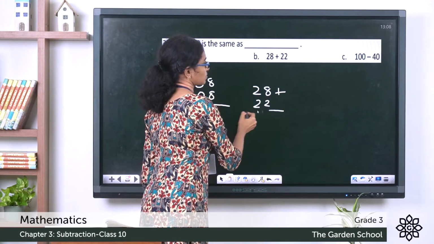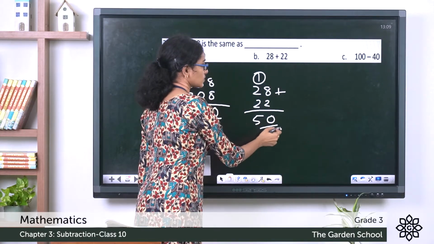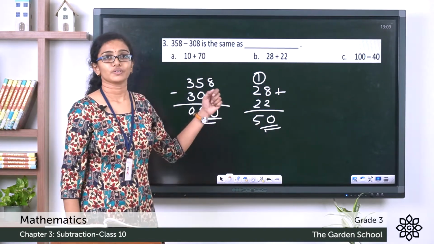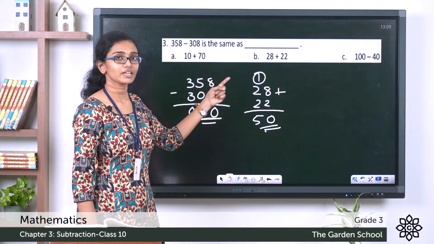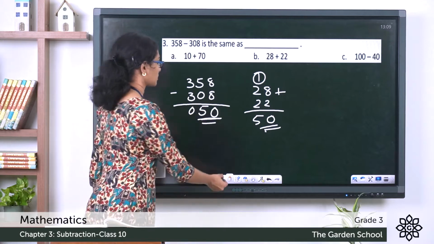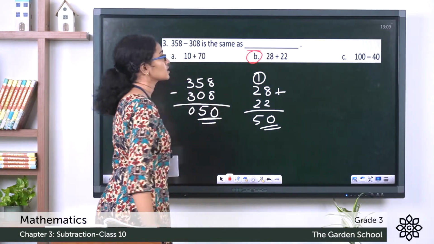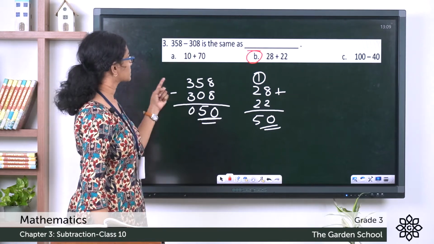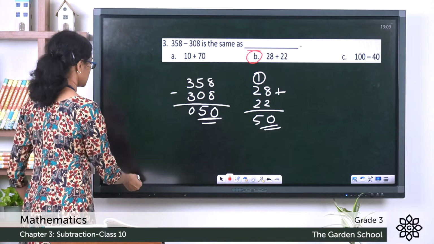28 plus 22. 8 plus 2, 10. Carry over 1. 2 plus 2, 4 plus 1. It is 5. So it is 50. So it's the same as the difference of these two numbers, right? So the correct option for this question is option B, 28 plus 22. So 358 minus 308 is the same as 28 plus 22.